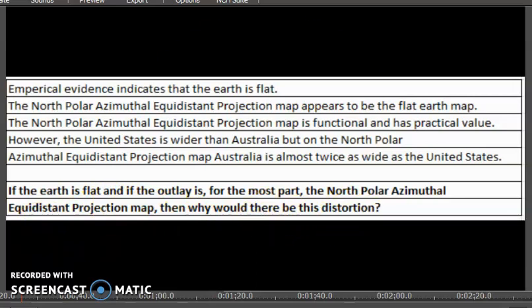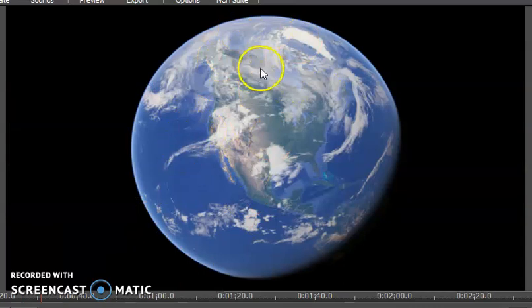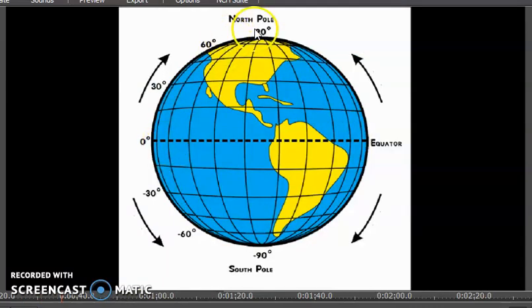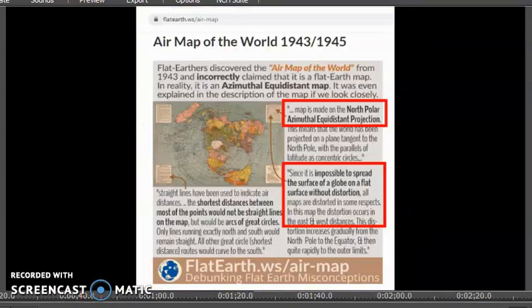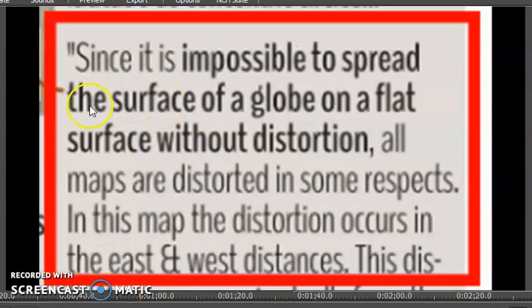So the deceivers are going to say they took a globe, they drew lines of longitude and latitude on the globe, and then they took that and projected that onto a flat surface. And as shown in this flat Earth debunking website right here, it says, since it is impossible to spread the surface of a globe on a flat surface without distortion, all maps are distorted in some respects.